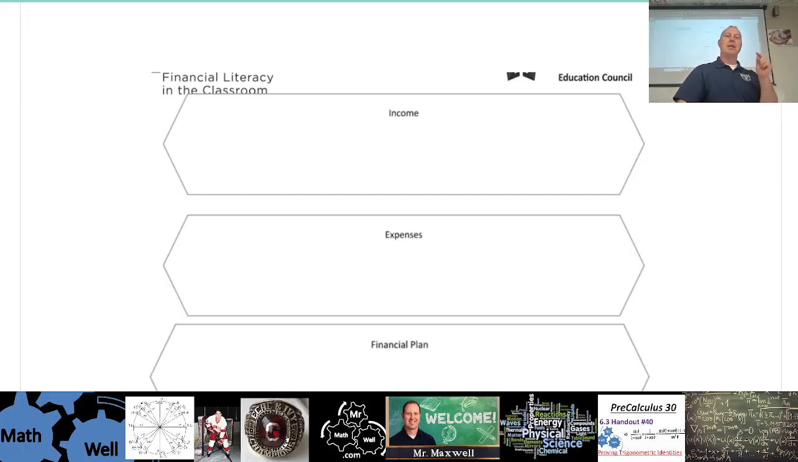Excellent. Okay, I did mention income and expenses. This is on the second page there. So this might be a pretty easy one. How would you define income, though? How would you explain that to someone?